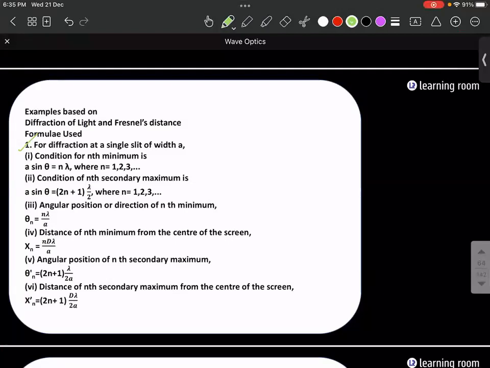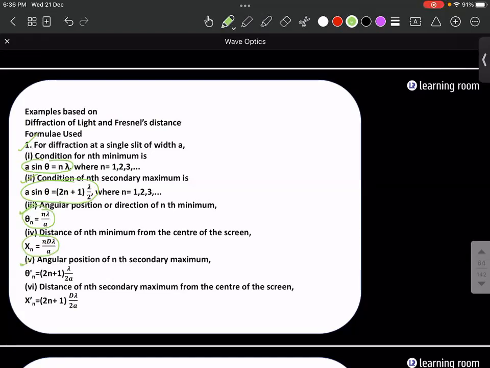See, for diffraction at a single slit of width A, what is the condition for the nth minimum? The condition for nth minimum is A times sine theta should be equal to n lambda. Similarly, the condition for the nth maximum is given as A sine theta is equal to (2n plus 1) into lambda by 2. And what is going to be the angular position or direction of nth minimum? It will be n into lambda divided by A, and the distance of nth minimum from the center of the screen is going to be n into lambda into capital D divided by A.